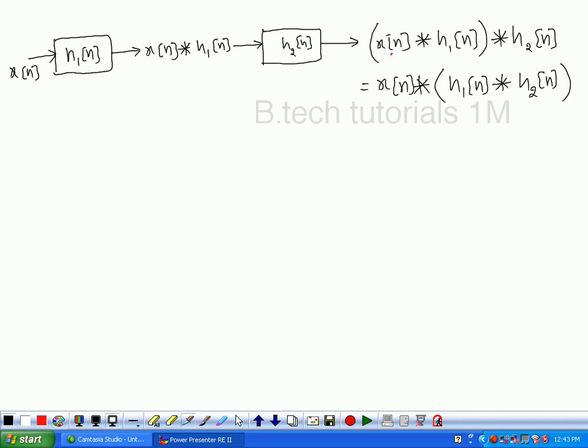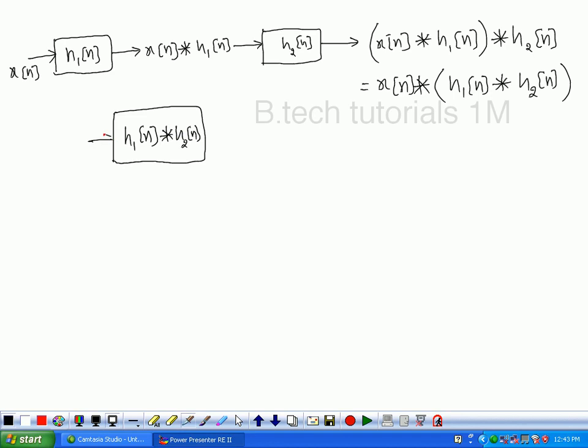Here first we convolve x of n with h1 of n and then convolve with h2 of n. Now we are convolving x of n with h1 of n convolution with h2 of n. That is, here we can connect these two systems in cascade. That is, these two systems can be replaced by a single system. A cascade of two systems can be replaced by a single system whose impulse response is given by h1 of n convolution with h2 of n.